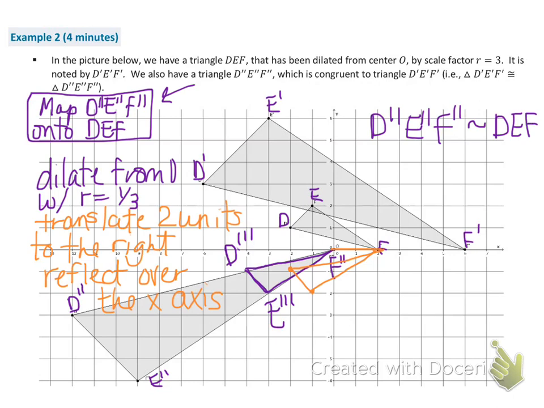Okay, so this symbol, similar to, might be new to you, and it's different from the congruent sign. Congruent is the equal sign with the bar over it to show two figures are congruent. We saw that, and then we use just the little squiggle to show the similarity.